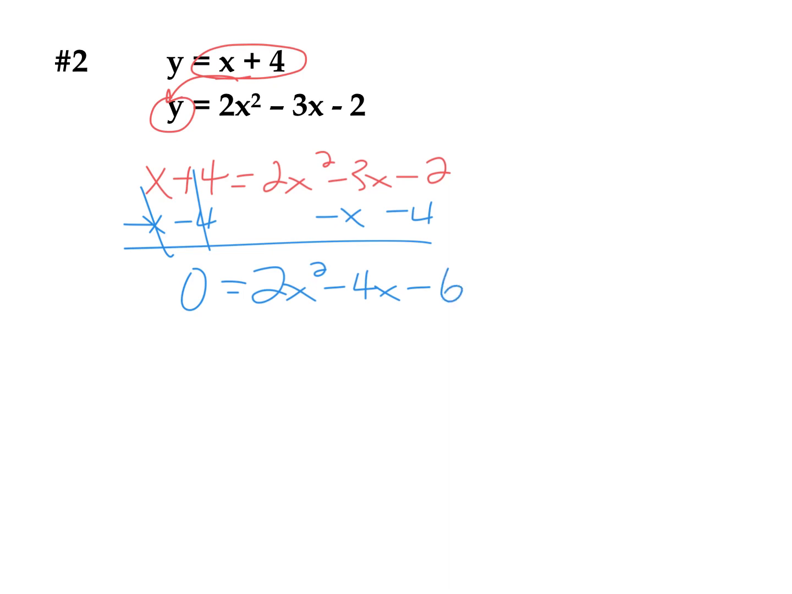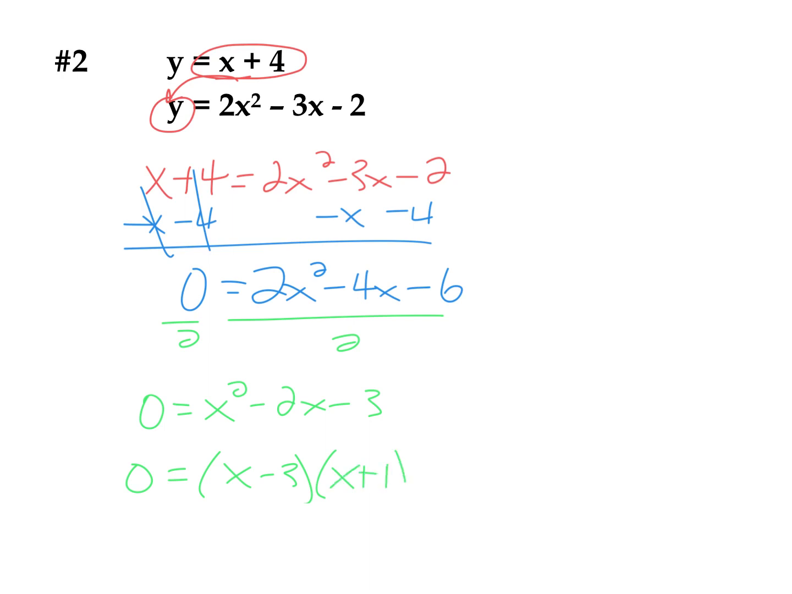Now from here, if I'm going to use factoring, I can divide everything by 2, which is useful because 0 then equals x squared minus 2x minus 3. And now I can factor that into x minus 3 and x plus 1, the numbers that multiply to give me negative 3 and add up to negative 2. Then I can set those each equal to 0.